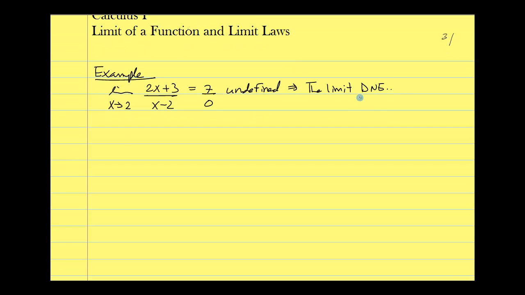Now DNE stands for does not exist, just to clarify, and we'll use DNE all the time, but you should know what it stands for. It does not exist. But the question is this: we know the limit doesn't exist, but why doesn't it exist? One thing that we can do is look at this graphically.